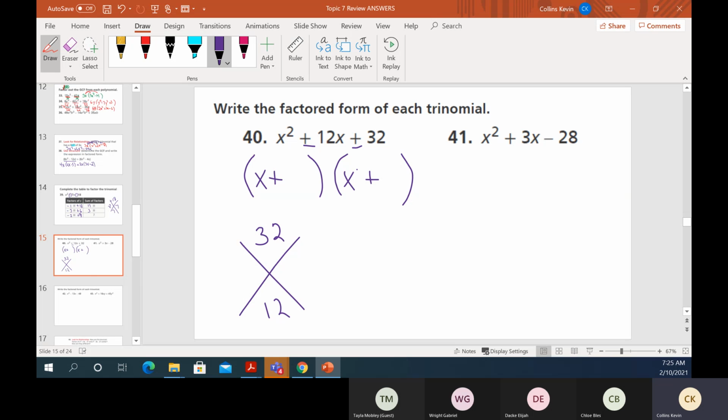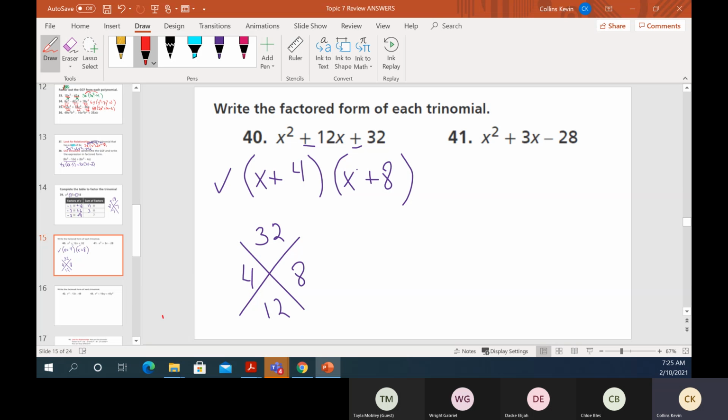Okay, so 1 and 32, that's too big because that adds to 33. 2 and 16, that's 18, also too big, right? 3 and 12, that's 15, still a little big. And how about 4 and 8? Yeah, there's our guys, right? So 4 times 8 is 32, and 4 plus 8 is 12. So that's our guys. Plug them in, we're good to go.